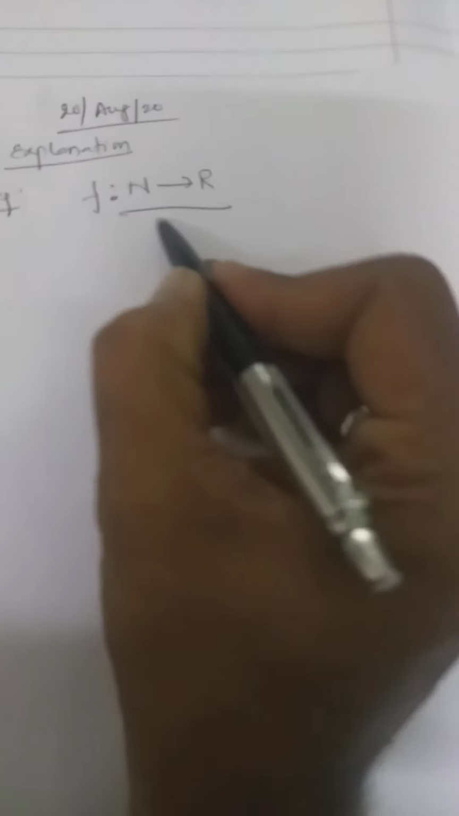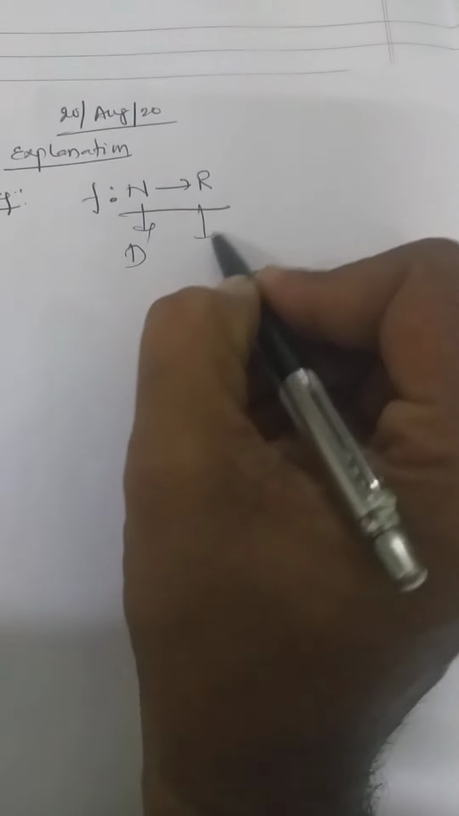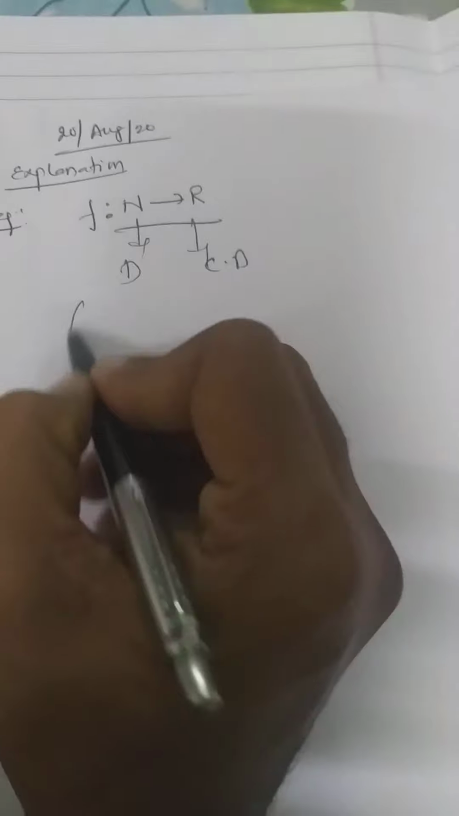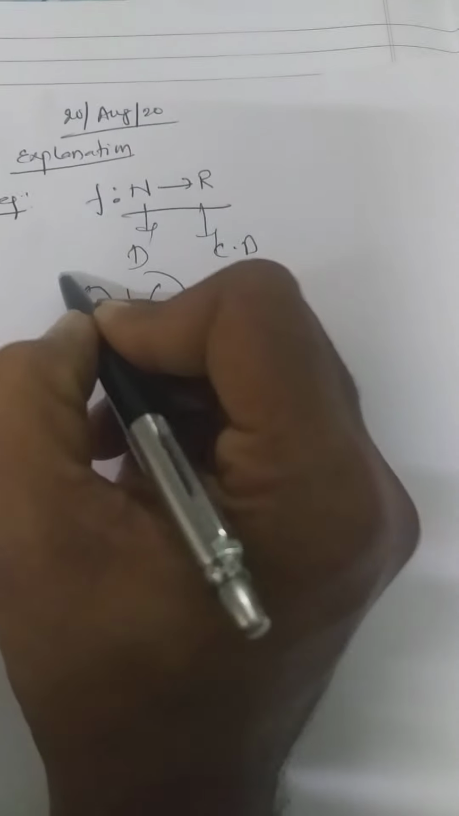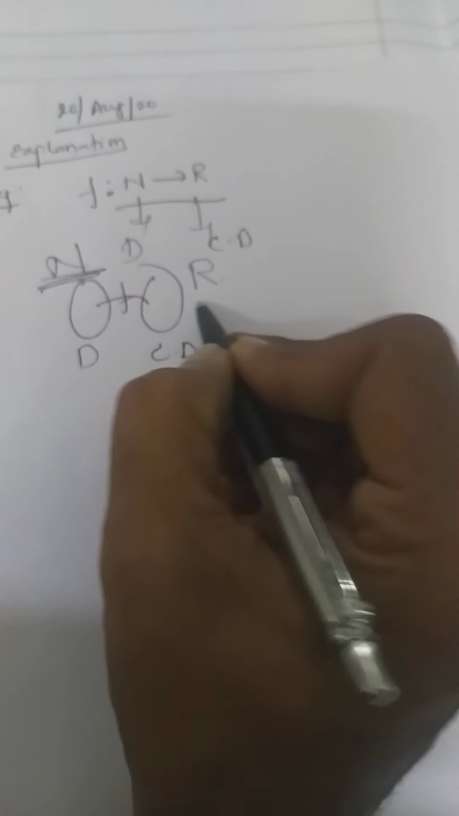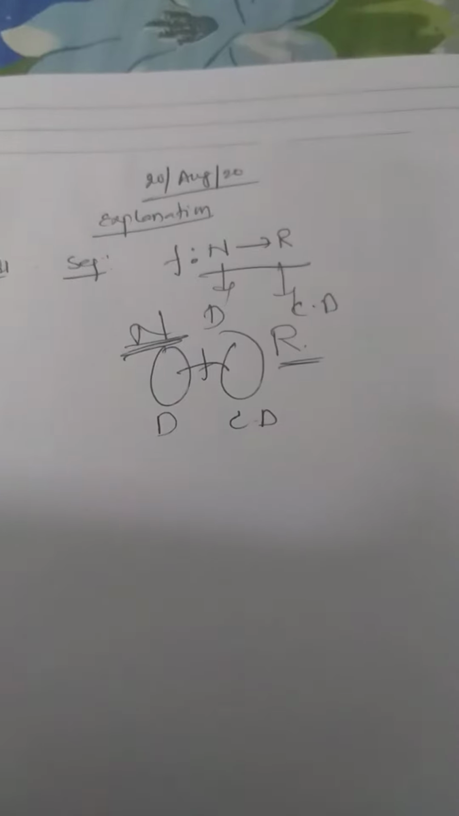Now, here the N is called the domain and R is called the codomain. A function from domain to codomain, where the domain must be natural numbers and the codomain is the set of real numbers. This function is said to be a sequence.